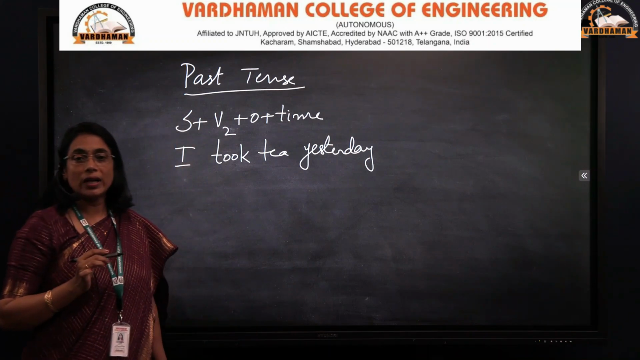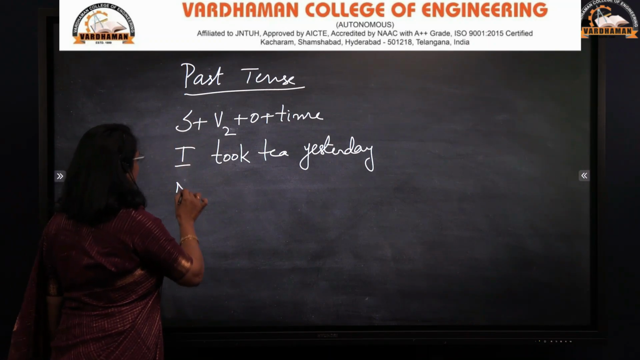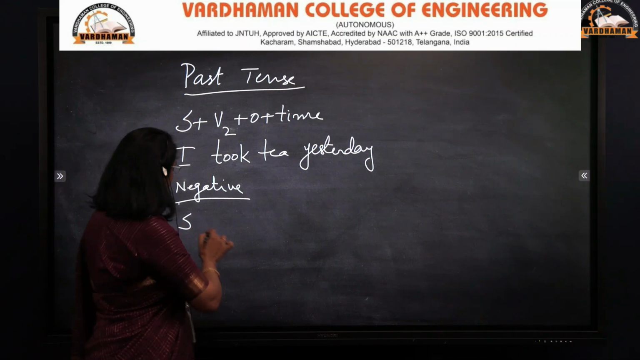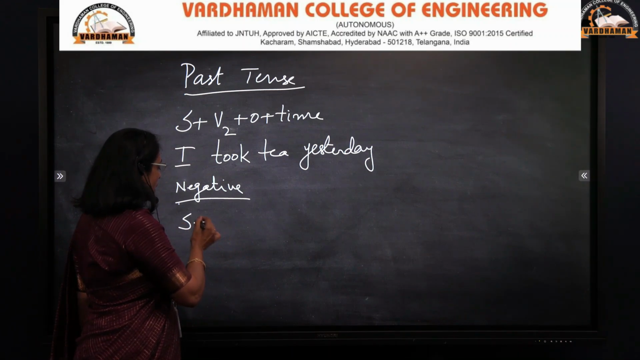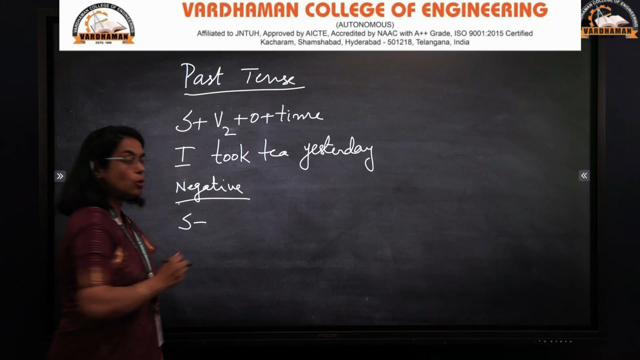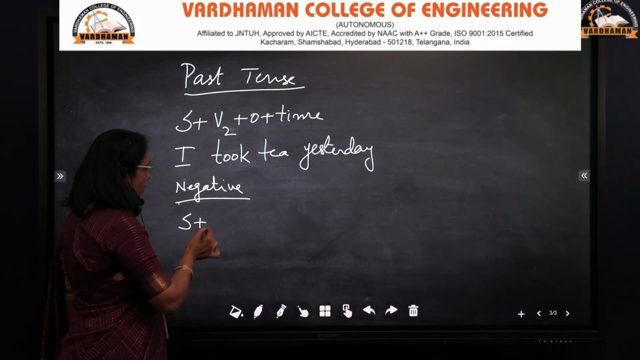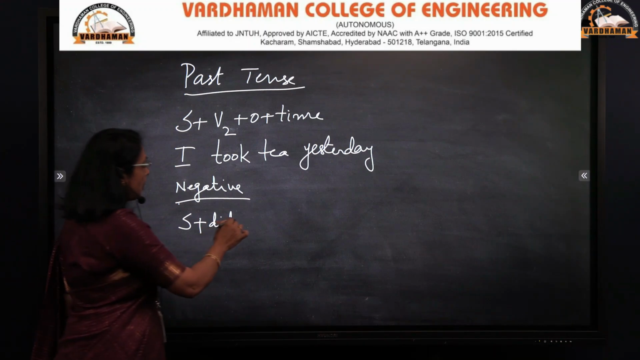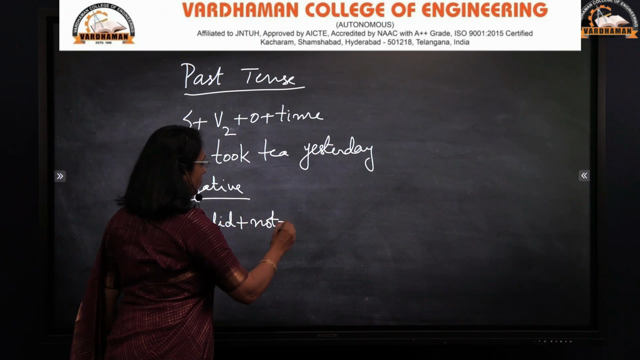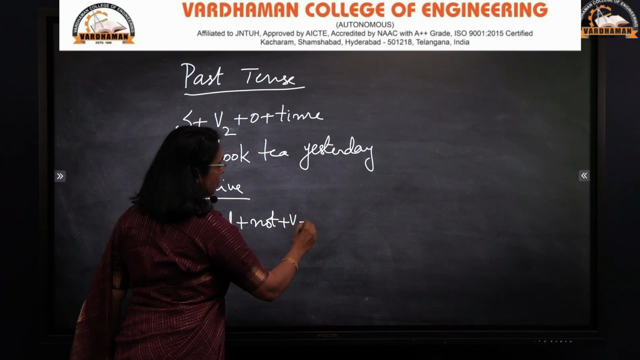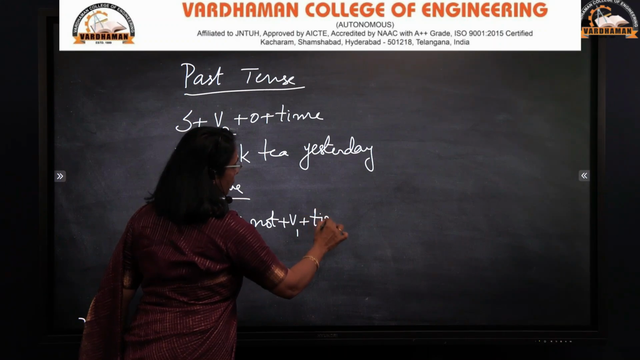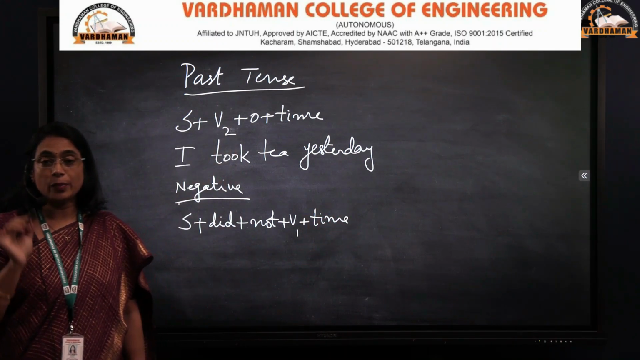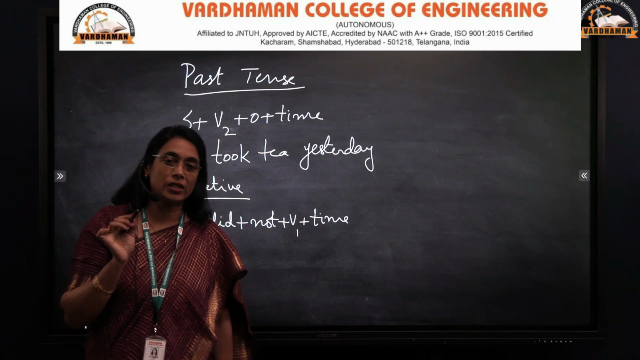Suppose you want to go for a negative sentence for this. This is a structure for this. Subject plus, in present tense we used do or does, whereas here we are using the helping verb did, plus not, plus once again V1, followed by time. So remember that in all the negative sentences we use V1, that is present form of the verb. Only the helping verb changes.